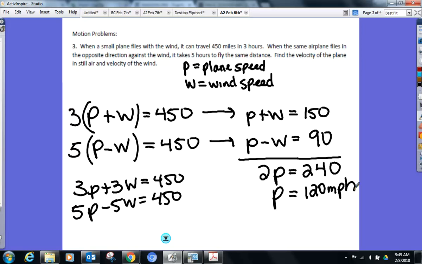What's different is how long it takes them to go 450. I'll show you at the end.